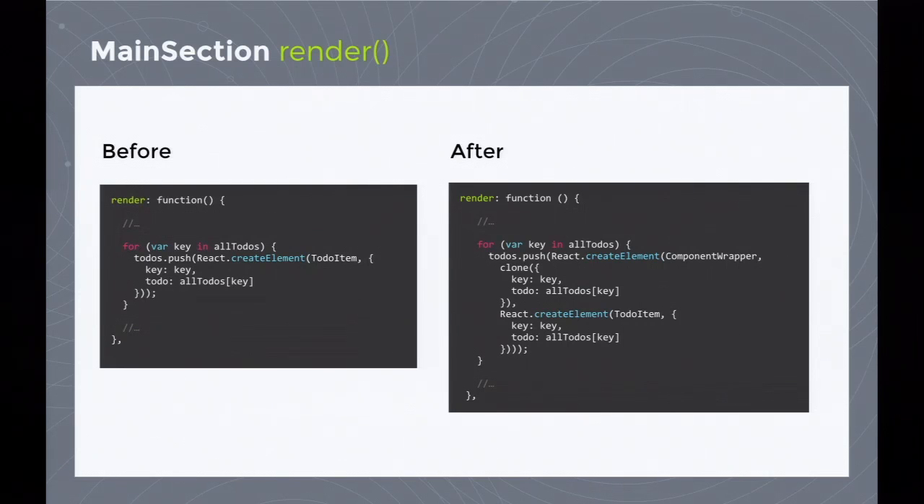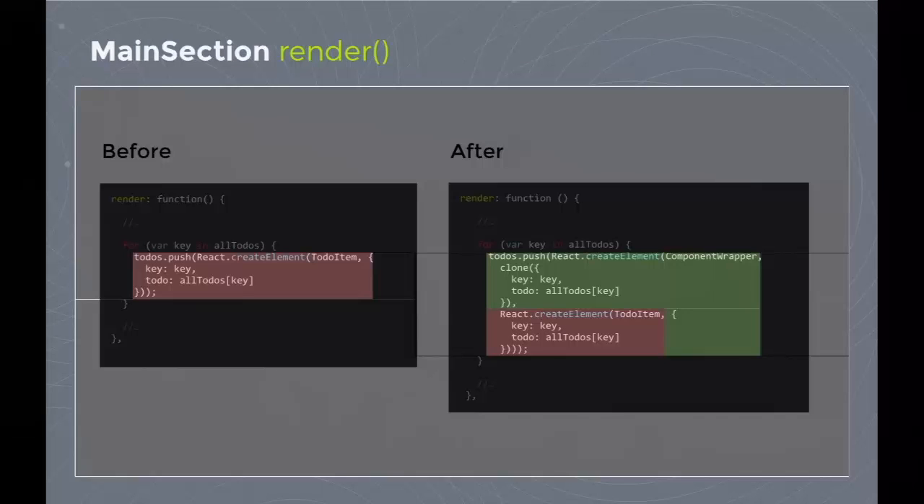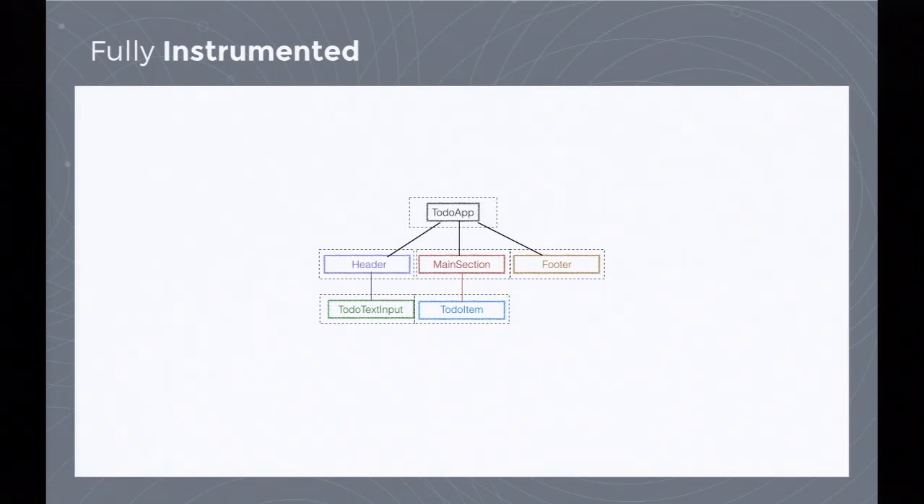There's the before, there's the after. One thing to note is that the to-do item itself is still present in the actual render. The difference is that it's now wrapped by the component wrapper. Another thing to note is that props are still passed in, but the difference being that we have to clone the props before passing them to the component wrapper, for the reasons that we went over before. So we perform this modification for every component in the entire hierarchy, and we've fully instrumented this application.